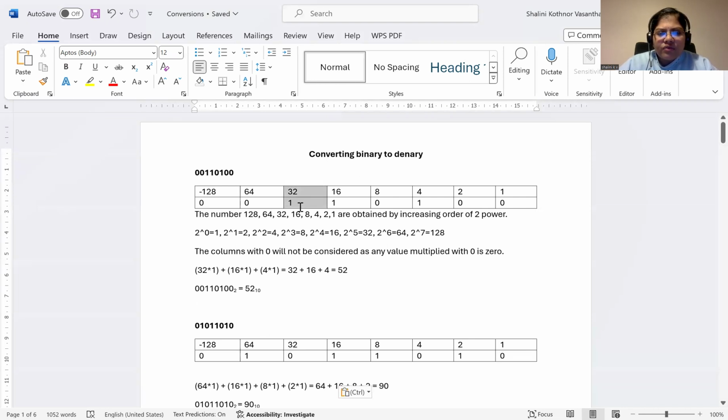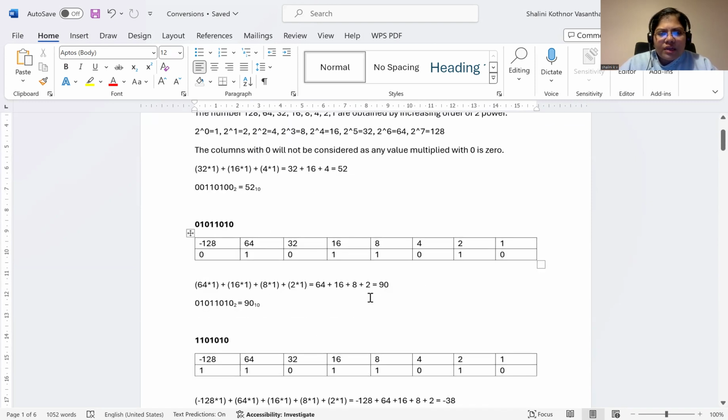So we have 32 with the value 1, then 16 with value 1, and 4 with value 1. So we are going to multiply that with 1, and the corresponding values are 32 plus 16 plus 4. Add up all the values and we're going to get the answer as 52. So the given binary equivalent in denary is 52. Conventionally, when we represent it, we can represent it as base 2 and base 10. Okay, so let's do another question.